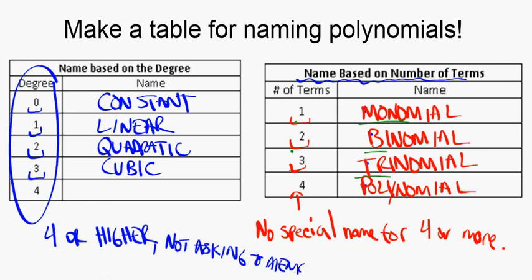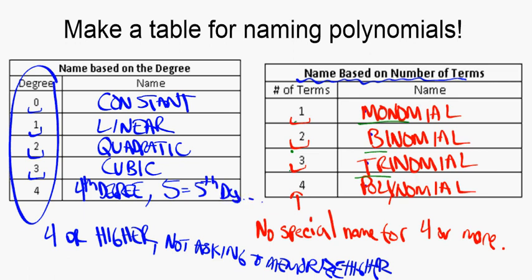So all you would have to do is write 4th degree. If it was a 5, then you would write 5th degree, and so on. All right? And that's it.